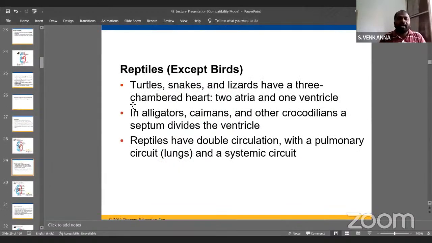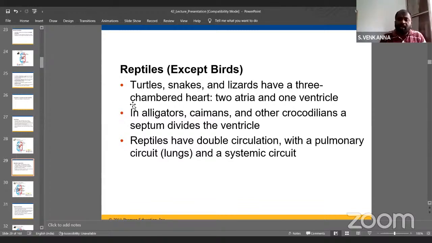The next one, reptiles, except birds. The turtles, snakes, and lizards have a three-chambered heart, two atria and one ventricle, same as this amphibian structure. In alligators, caimans, and other crocodilians, the septum divides the ventricle, so there are four chambers here.